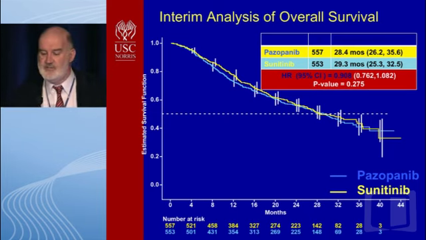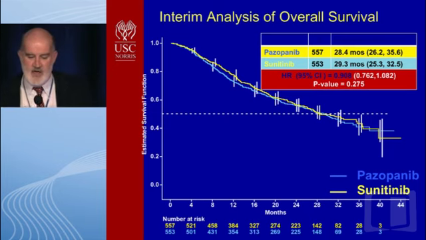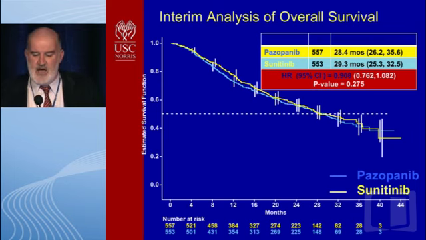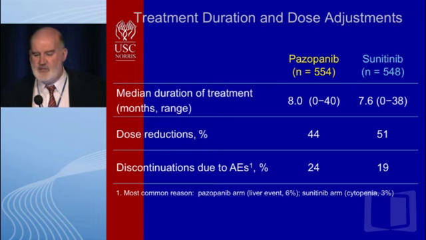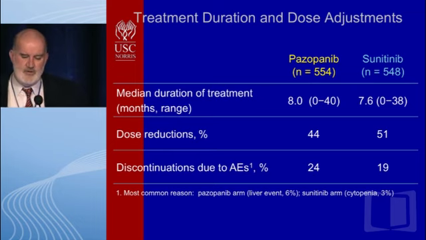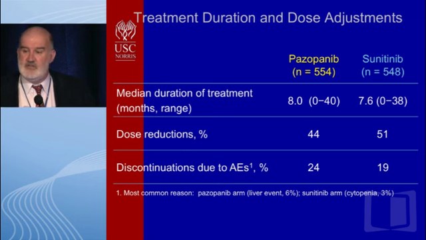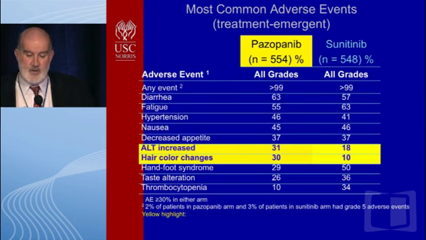Overall survival, the curves pretty much overlap, as you can see there, with a numerical slight victory to sunitinib, but a p-value that's very non-significant. So for disease control and overall survival parameters in the first line, these two agents appear similar. Duration of therapy was similar between the two, as were dose reductions and discontinuations of each of the therapies.